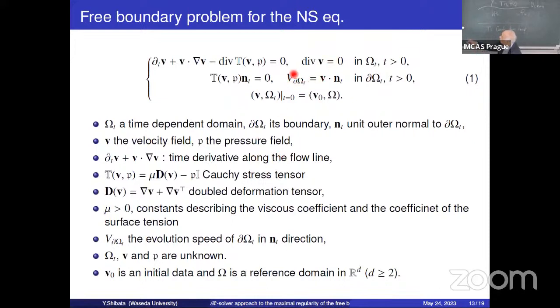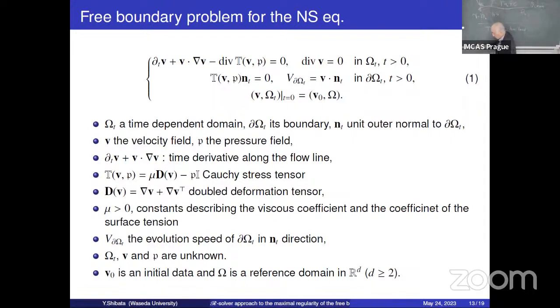And then this one. This is the condition that the evolution speed along this direction is V_Γt, of ∂Ω_t. The evolution speed of this surface, in this direction, we say V, is just the same as the velocity field in the normal direction, v·n_t. Otherwise, you have some gaps or the flow is outside.